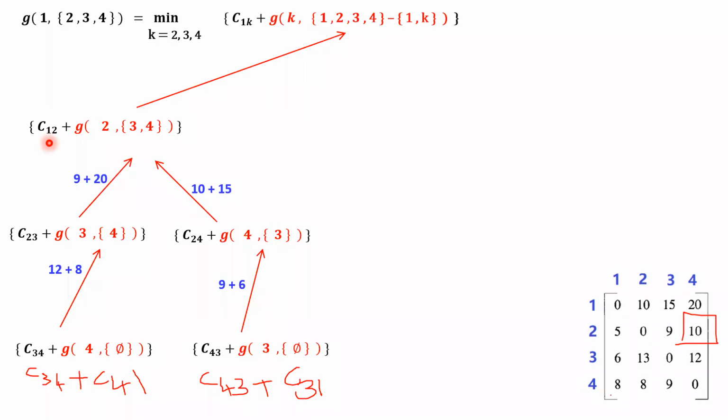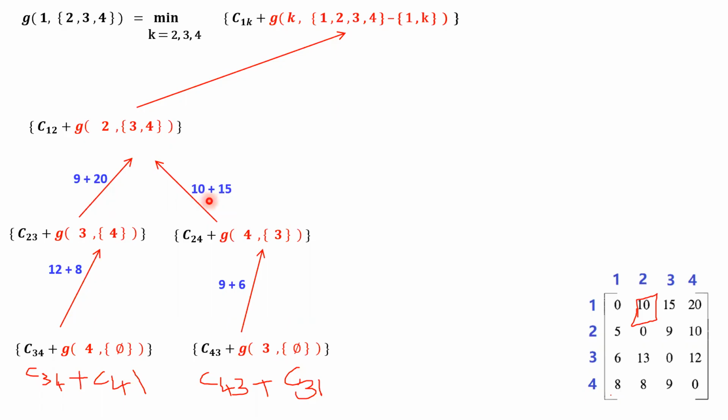C12. C12 value is 10. And then G of 2, 3, 4. You have two values coming from the child. This one is 29. This one is 25. Now you have to take whichever is the minimum value. The value coming from the left side path is 29. The length of the right side path is 25. Whichever is the shortest path, that you have to take.